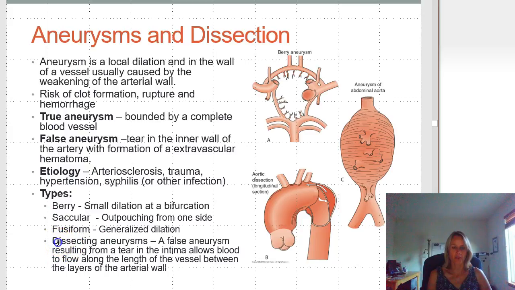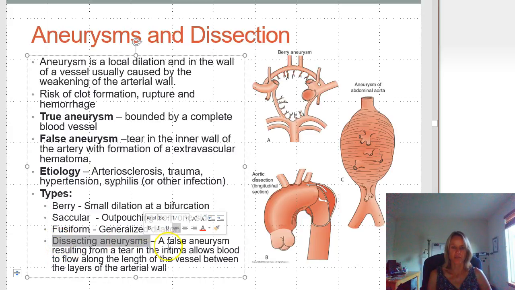The one I wanted to point out, though, was dissecting aneurysm. This is a type of false aneurysm in which there's a tear in the intima, that's the inner lining of the blood vessel, and blood flows between the layers and dissects those layers of the blood vessel wall.